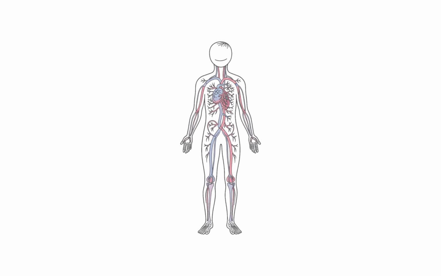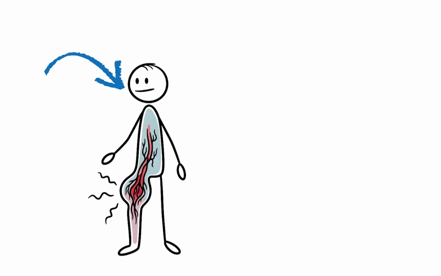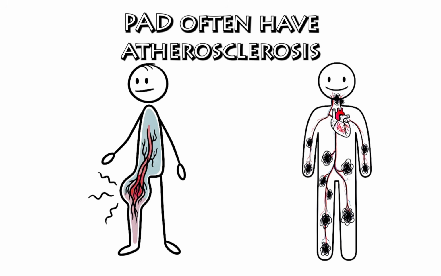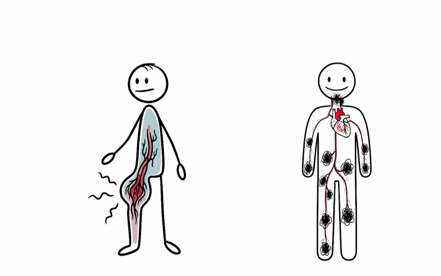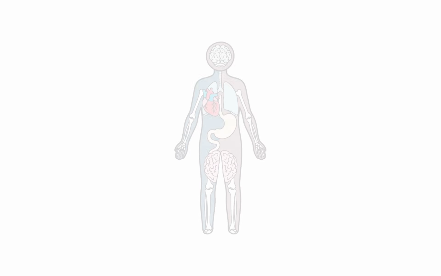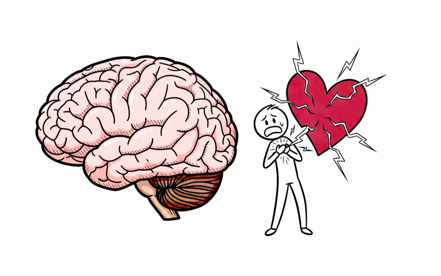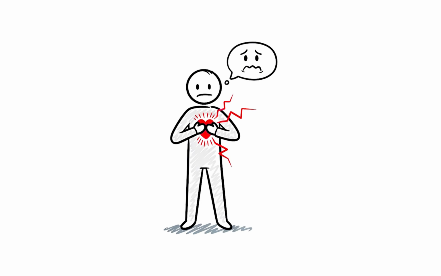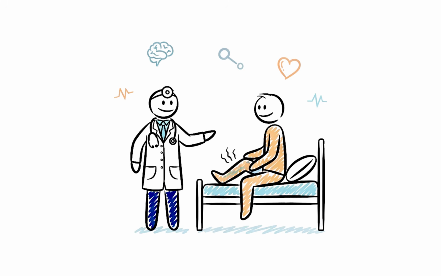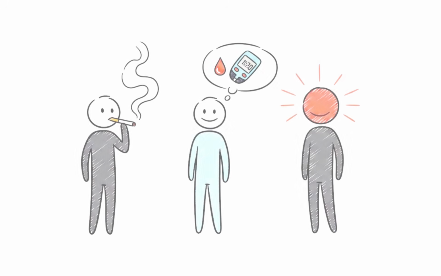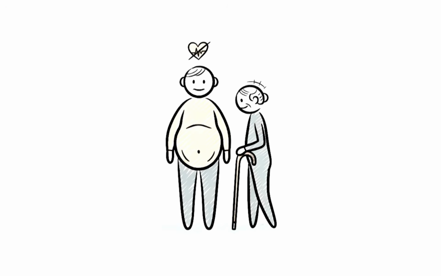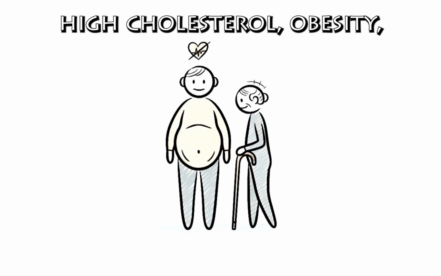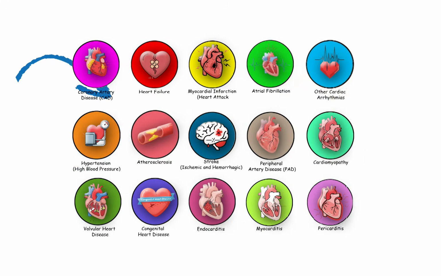Peripheral artery disease is an indicator of widespread vascular disease. People with PAD often have atherosclerosis in other parts of the body, including the heart and brain. This significantly increases the risk of heart attack and stroke, even if leg symptoms are mild. Risk factors include smoking, diabetes, high blood pressure, high cholesterol, obesity, and aging.